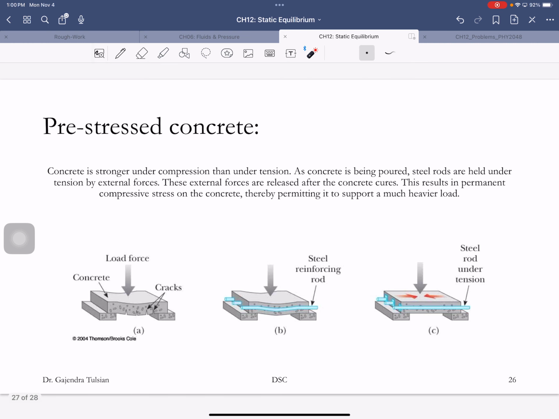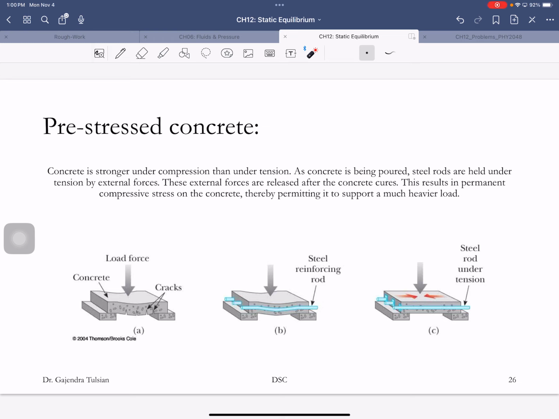All right, now that you are experts at this kind of stuff, here's what we'll do. We'll apply your knowledge. Again, concrete is stronger under tensile or compressive stresses? Compressive stresses. So under tensile stresses, it's weaker.